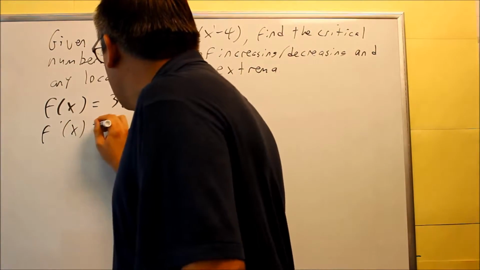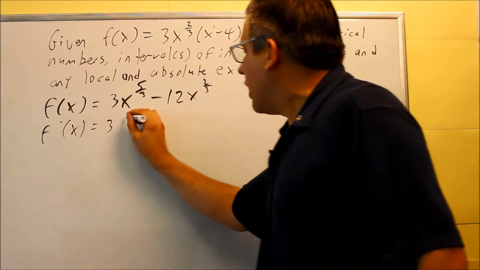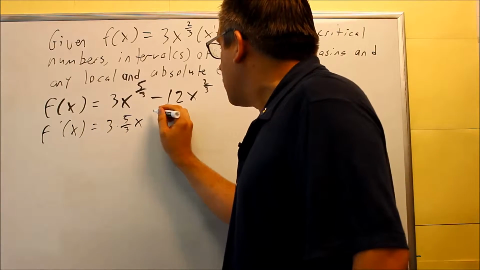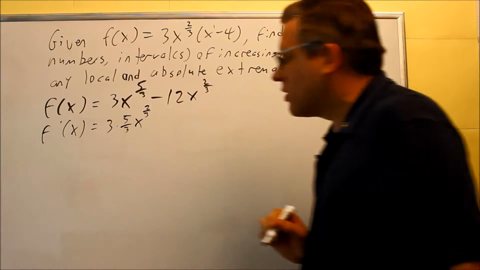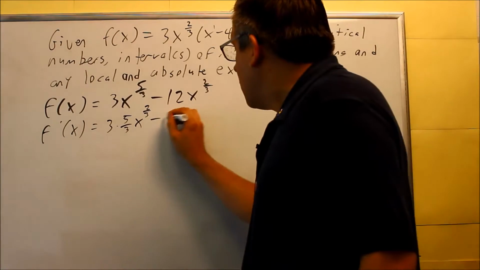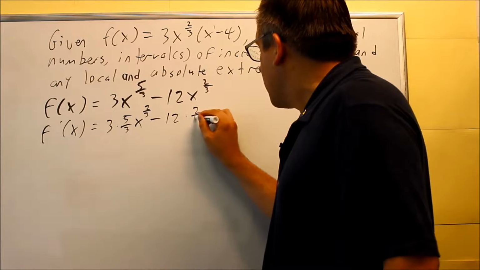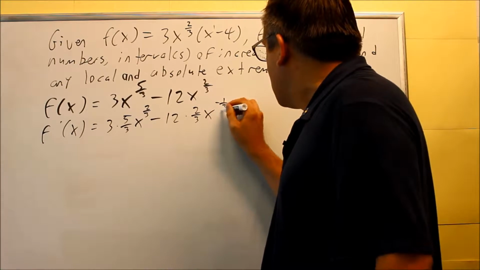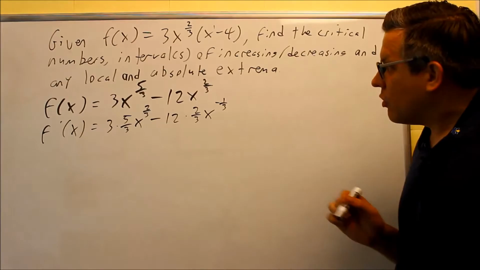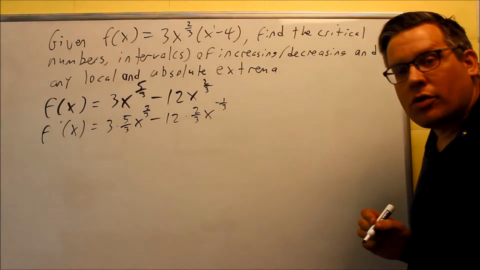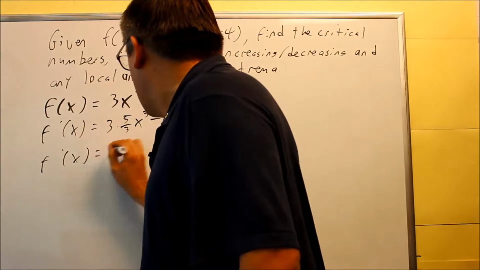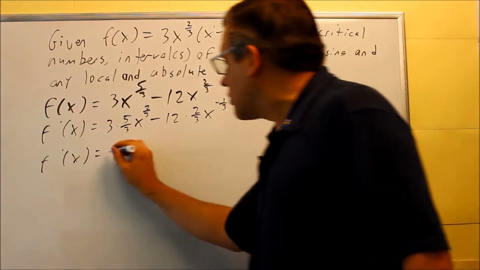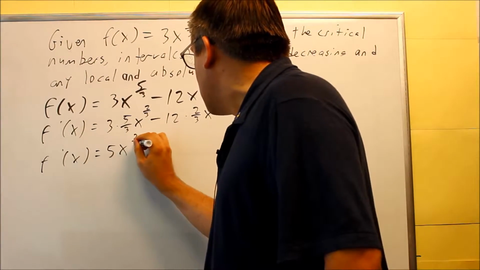So when we do that, 3 stays there, the 5/3 will come down. Subtract 1 from the power, 5/3 minus 3/3. Get back to 2/3 again. This we have a minus 12, 2/3 comes down, x. Got to subtract 1 from the power, 2/3 minus 3/3 will give you negative 1/3. Let's rewrite this. Okay, so 3 over 3, we can simplify that, 5x to the 2/3.